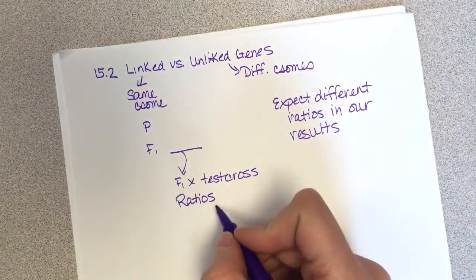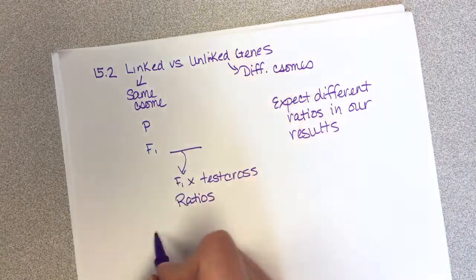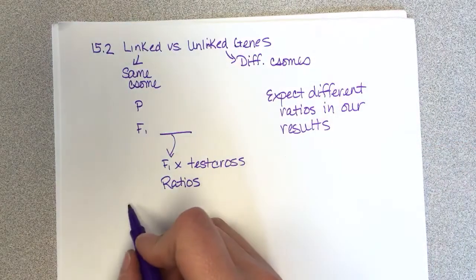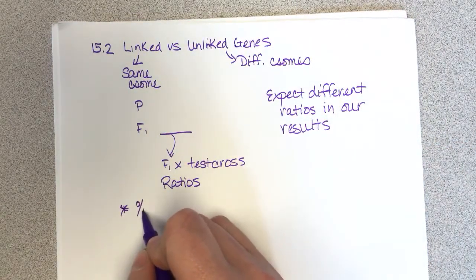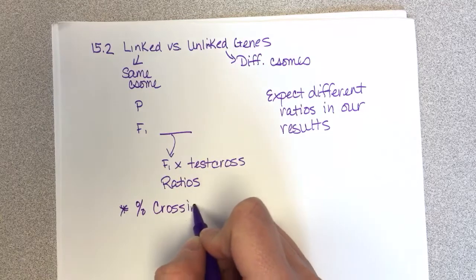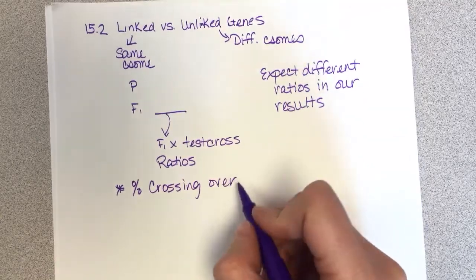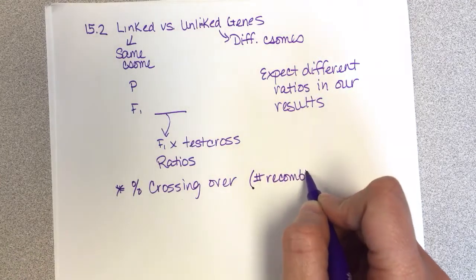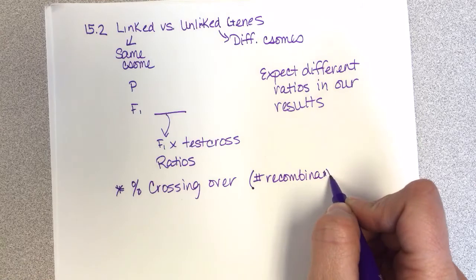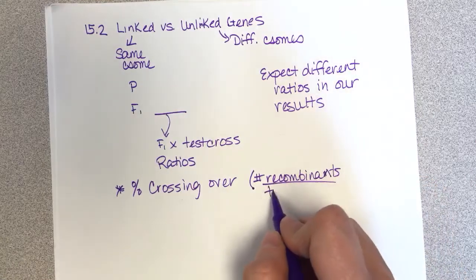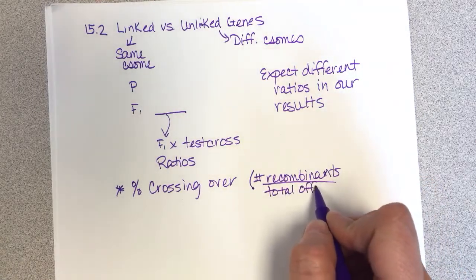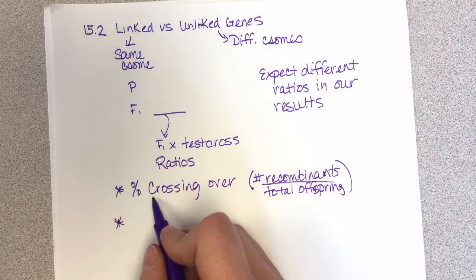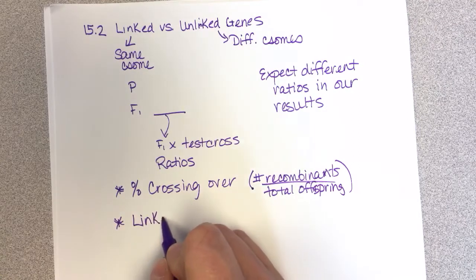And so with that, looking at the expected ratios, how they're different, figuring out the percent of crossing over. Remember, you take the number of recombinants that you have, the ones that wouldn't be able to occur unless crossing over occurred, divided by your total offspring, and that gives you your percent of crossing over. And how that relates then, the percent of crossing over, to linkage, making a linkage map.